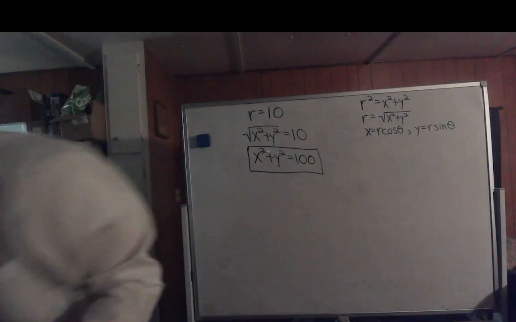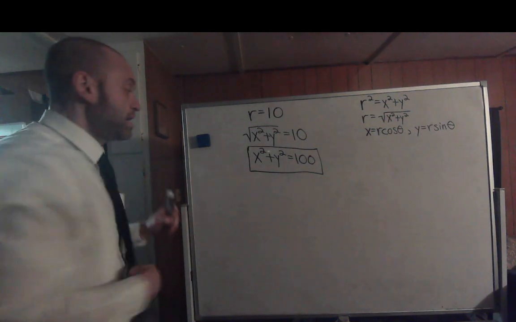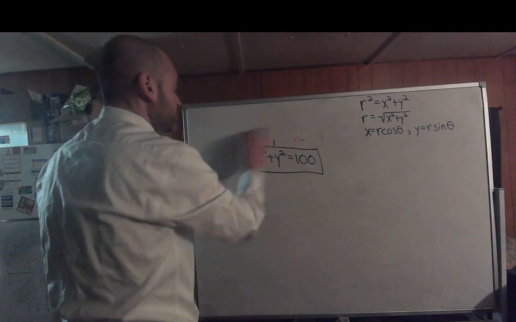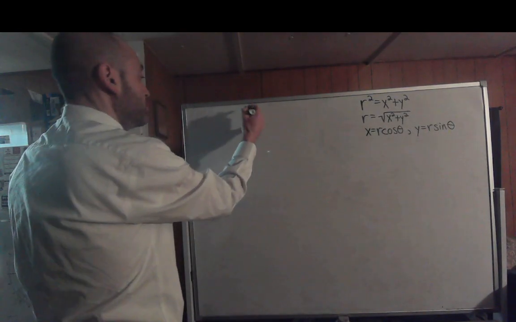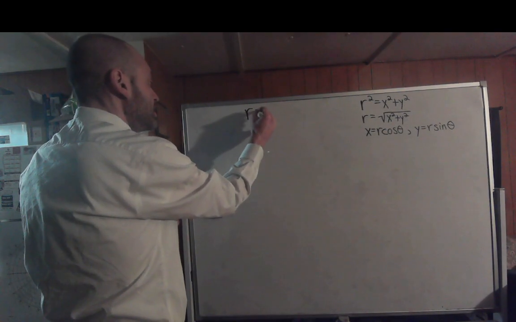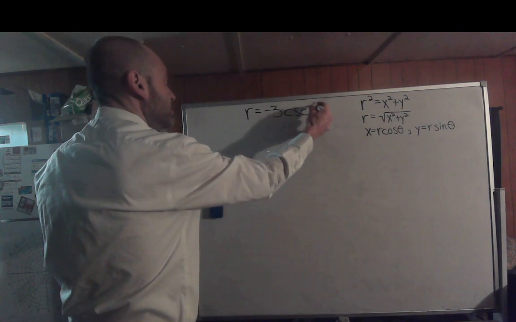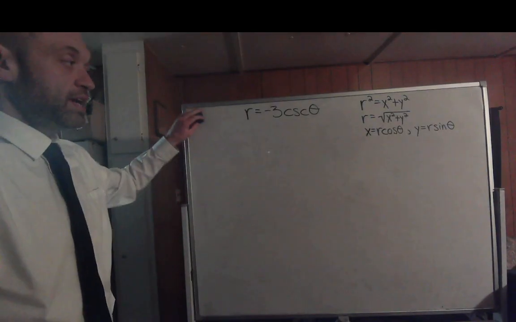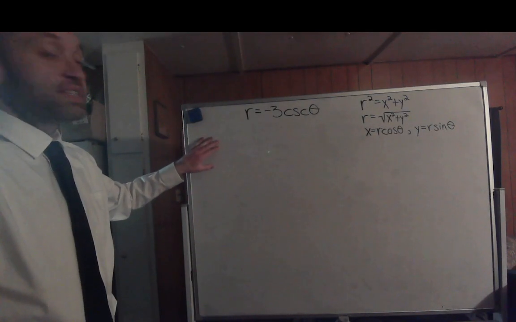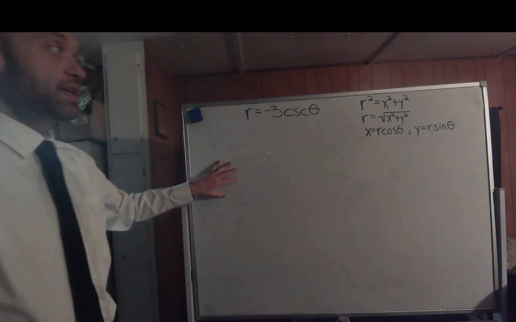Alright, those were easy. Now let's talk about a couple reciprocal functions. So let's say, for example, we have r equals negative 3 cosecant of theta. So r equals negative 3 cosecant of theta. It's not as bad as it looks. I know this looks really bad, but it's really not.